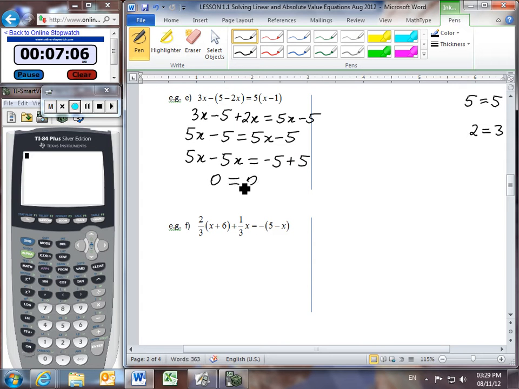My x's have cancelled out. Now this statement is true for all values of x, and therefore x can be any value at all. And I can describe this as x is all reals, or all real numbers.